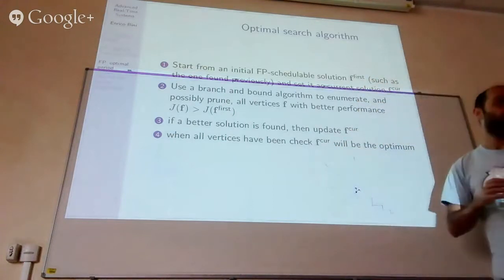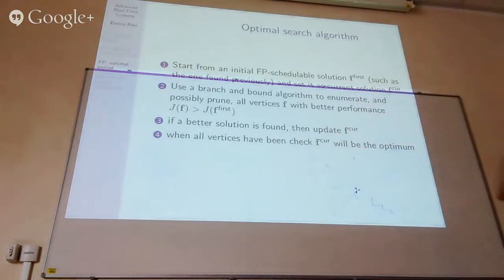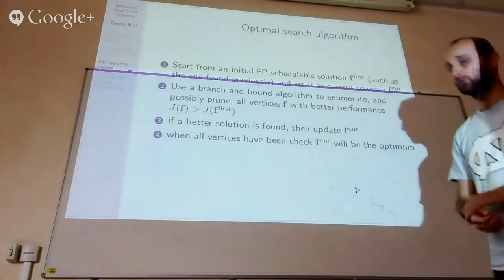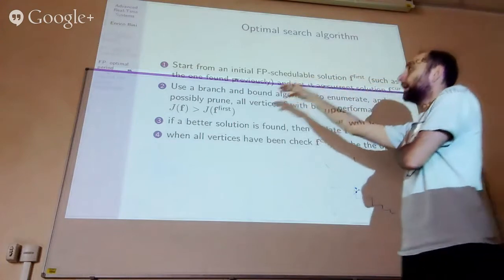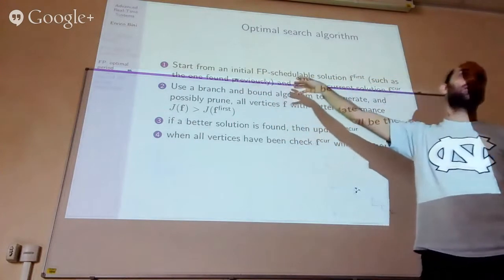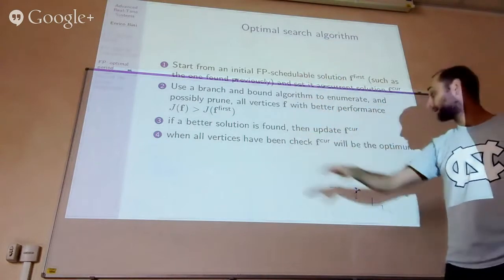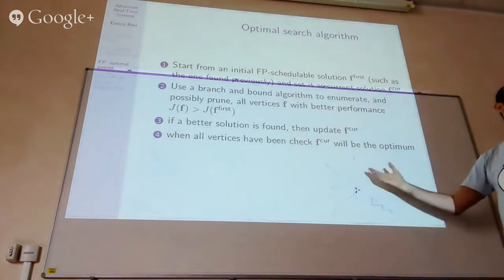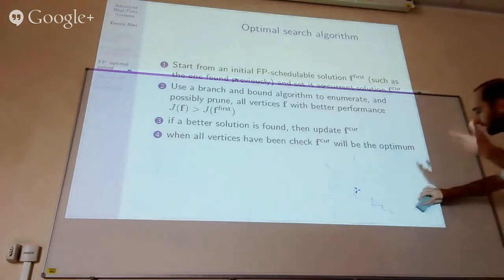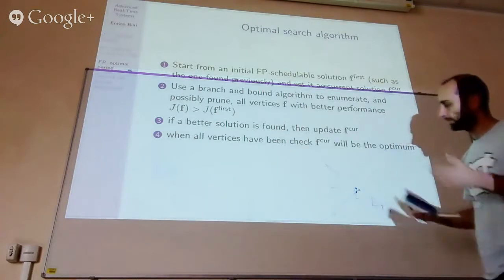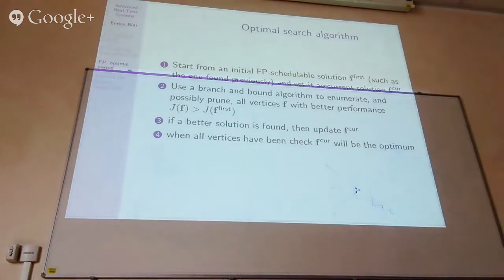So what would it be instead, an optimal search? Well, the optimal algorithm to find the solution could be as follows. First, we start from a very good fixed priority solution, the one that I described here, because this is already a pretty good approximation. Then, by using branch and bound in a way that I will not explain here, but if you want, I can provide you references to papers.